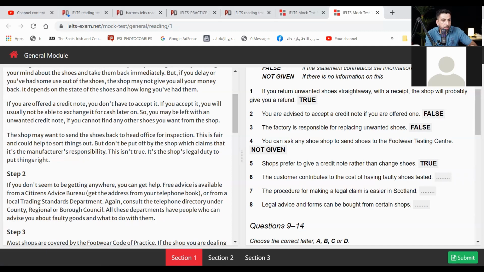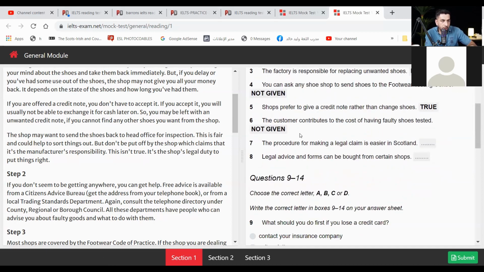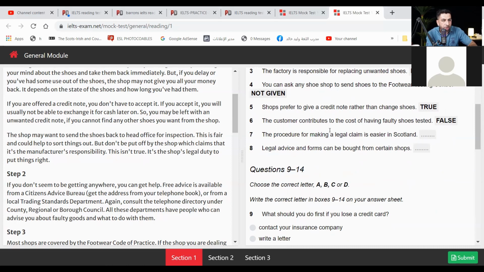The customer contributes to the costs of having faulty shoes tested. Not given, or false? It may be false or not given because it's the shop's responsibility. The procedure for making a legal claim is easier in Scotland. Not given. Okay.